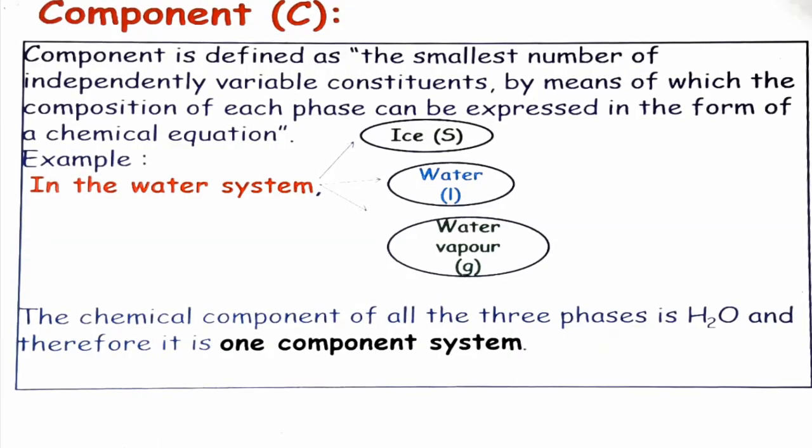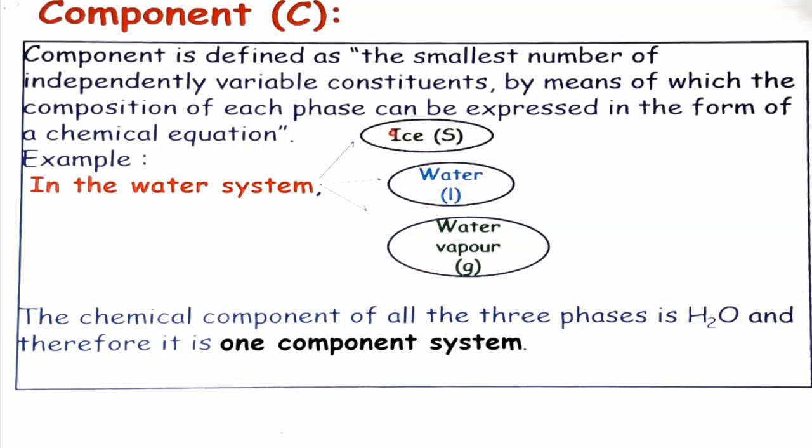The second term is component, and a component is defined as the smallest number of independently variable constituents by means of which the composition of each phase can be expressed in terms of a chemical equation. So what exactly is the meaning of component? Now we will understand it by taking the example of the water system. In the water system we have three different phases: ice, water and water vapor. We need the number of constituents which can express all three phases.